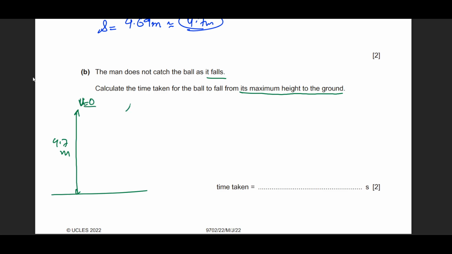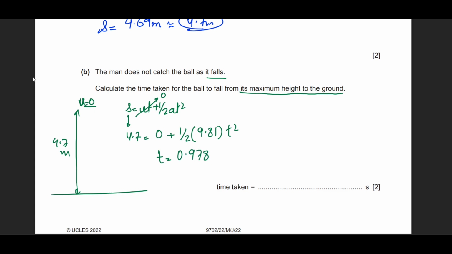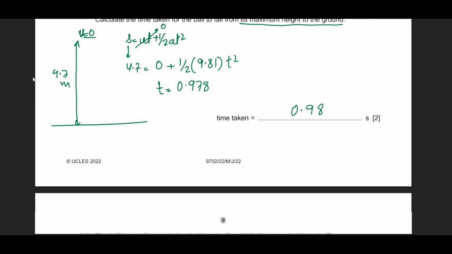So we're going to use the formula s equals ut plus half at squared, because we want to find the time. Now, since the initial velocity is 0, this whole component becomes 0. We are only left with s as 4.7, ut is 0, plus 1 over 2, the acceleration is due to gravity, so 9.81 into t squared. So t, after taking the square root, comes out as 0.978, which is 0.98 up to 2 significant figures.